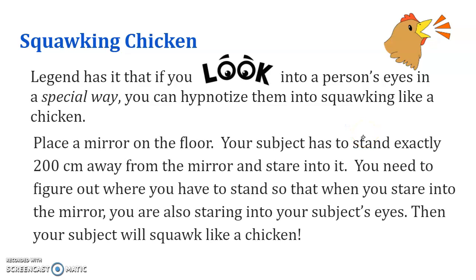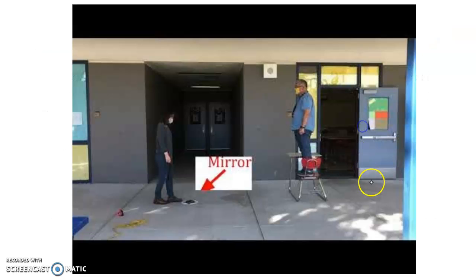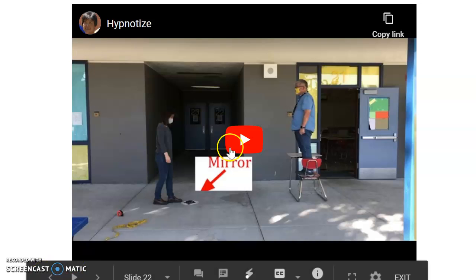So place a mirror on the floor. Your subject has to stand exactly 200 centimeters away from the mirror and stare into it. You need to figure out where you have to stand so that when you stare into the mirror, you're also staring into your subject's eye. Then your subject will squawk like a chicken. And let's see this in action. So here we go.